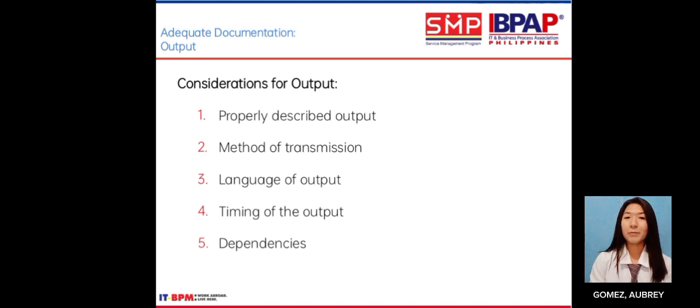Considerations for output. Number one is the properly described output. Second is the method of transmission. The third is the language of output. The fourth is the timing of the output. And the last is the dependencies.